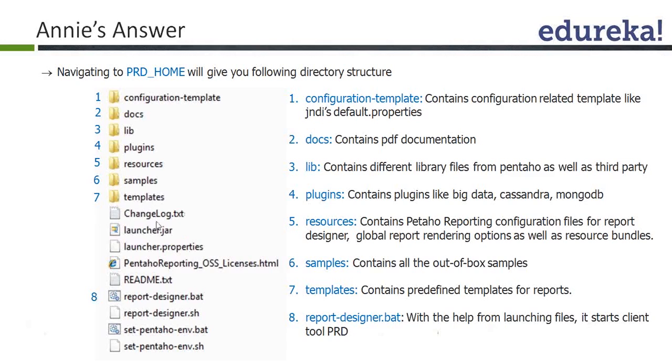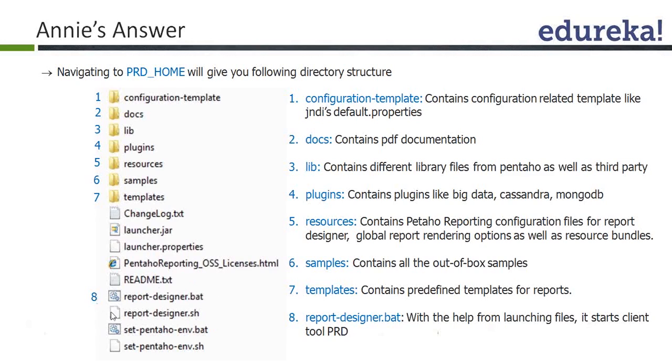Changelog, this is what I was mentioning. If you open it, you'll find it is a pretty old changelog, but the latest changelog is missing. So they have tried to capture in the changelog what changed. Launcher.jar is the one which is used to launch the designer view. Then these are properties, so how much memory you want to assign to the launcher initially. This is the licensing term, readme.